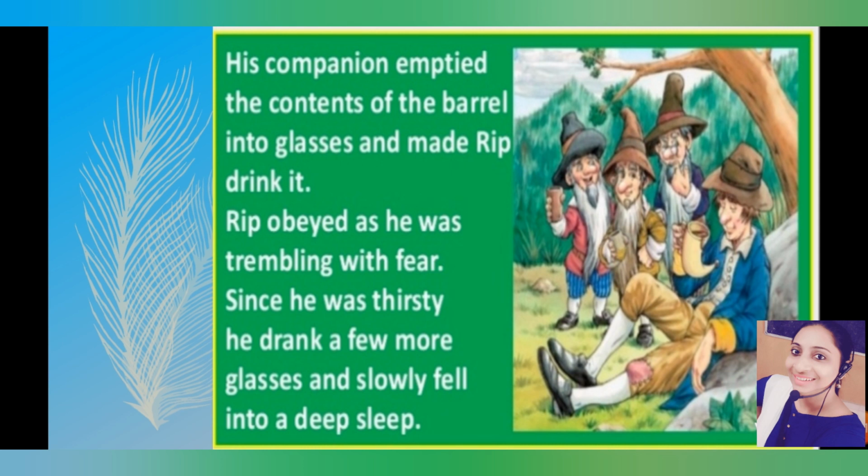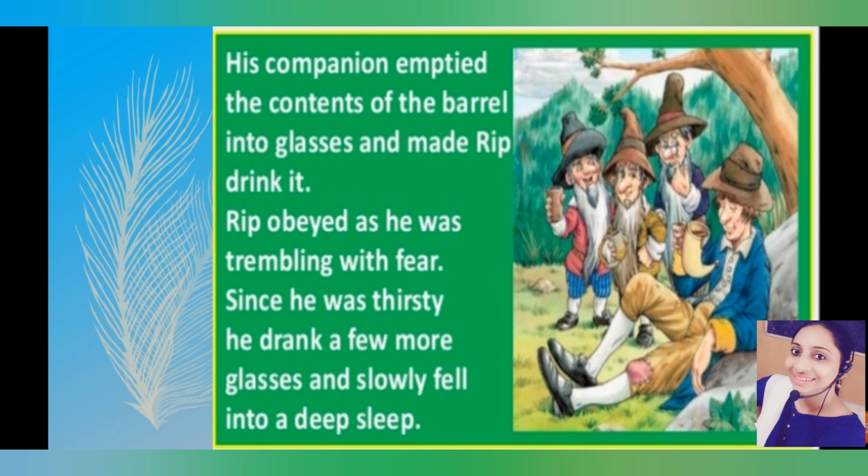Okay, his companion means that short man. That short man emptied the contents of the barrel into glasses. So there was some liquid in that barrel that Rip and that short man were holding, and he filled the glasses with that liquid. He gave one glass to Rip, and Rip obeyed, took the glass and drank that liquid.